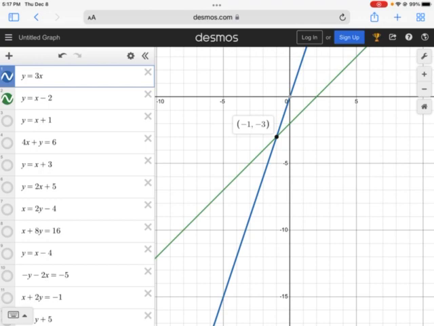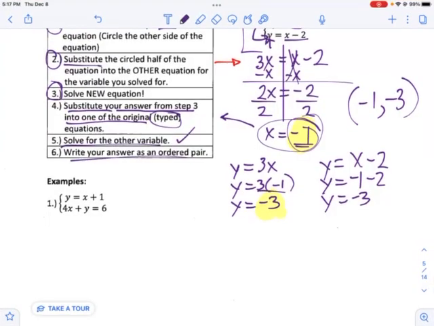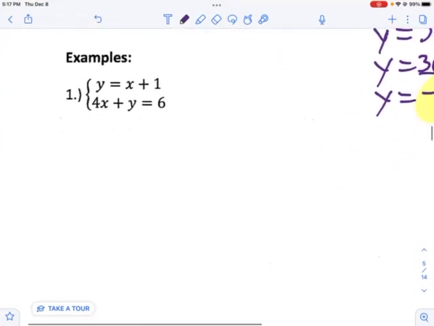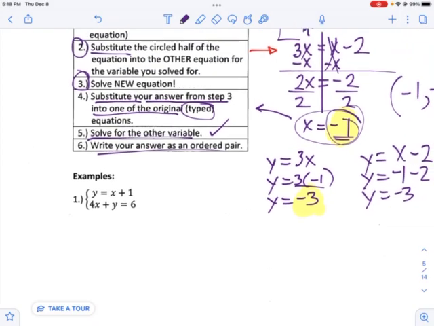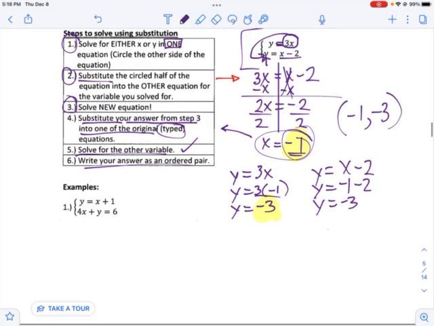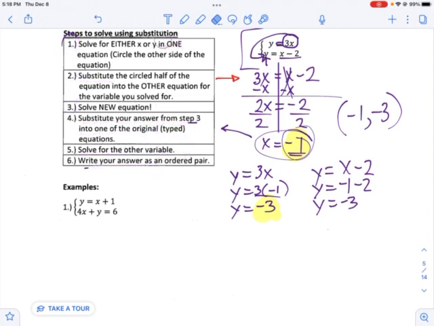All right, so the first example, number 1. So step 1, okay, let's see if I can keep these steps available for us to see. Step 1 is to solve for either x or y. Do I have a variable isolated in one of my equations? I do. So I'm going to circle what it's equal to. So y is equal to x plus 1.